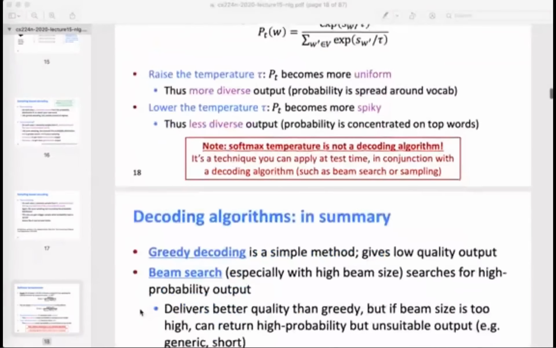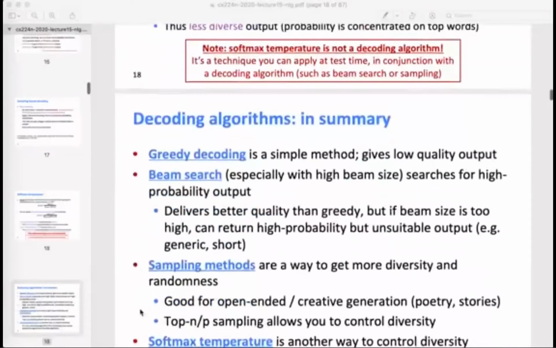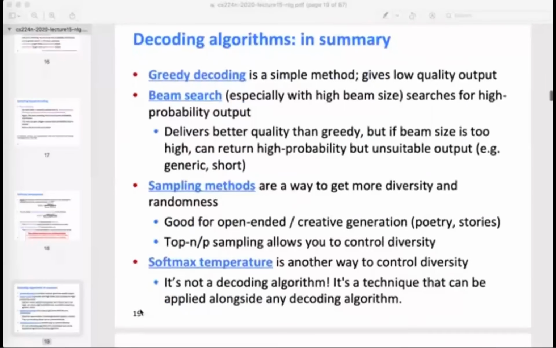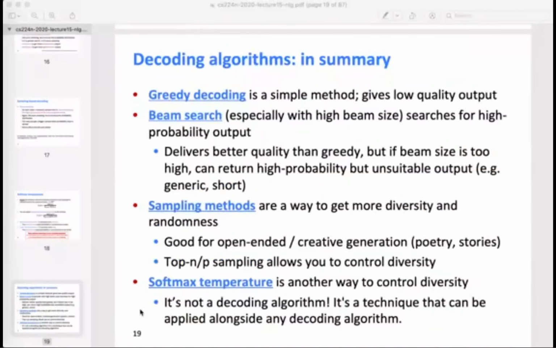So in summary of the decoding algorithms, we have greedy decoding, beam search, and sampling methods. Greedy decoding is a simple method. It gives really low quality output. And beam search searches for high probability output. Especially with high beam size, it delivers better quality than greedy. But if the beam size is too high, it can return high probability but unsuitable output, like the generic and short ones. Sampling methods are a way to get more diversity and randomness.